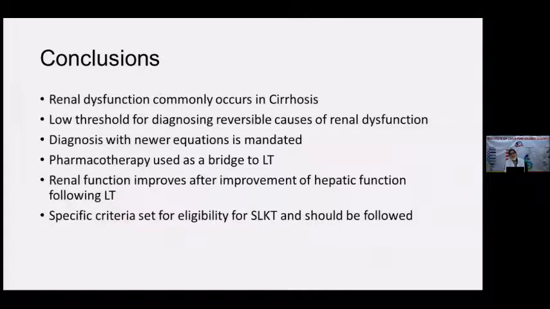So my conclusion is that renal dysfunction commonly occurs in cirrhosis. There should be a low threshold for diagnosing these reversible causes of renal dysfunction. Diagnosis with newer equations is mandated. Pharmacotherapy should be used as a bridge to liver transplant. Renal function improves after improvement of hepatic function following liver transplant, and specific criteria set for eligibility for SLKT should be followed. Thank you, sir.